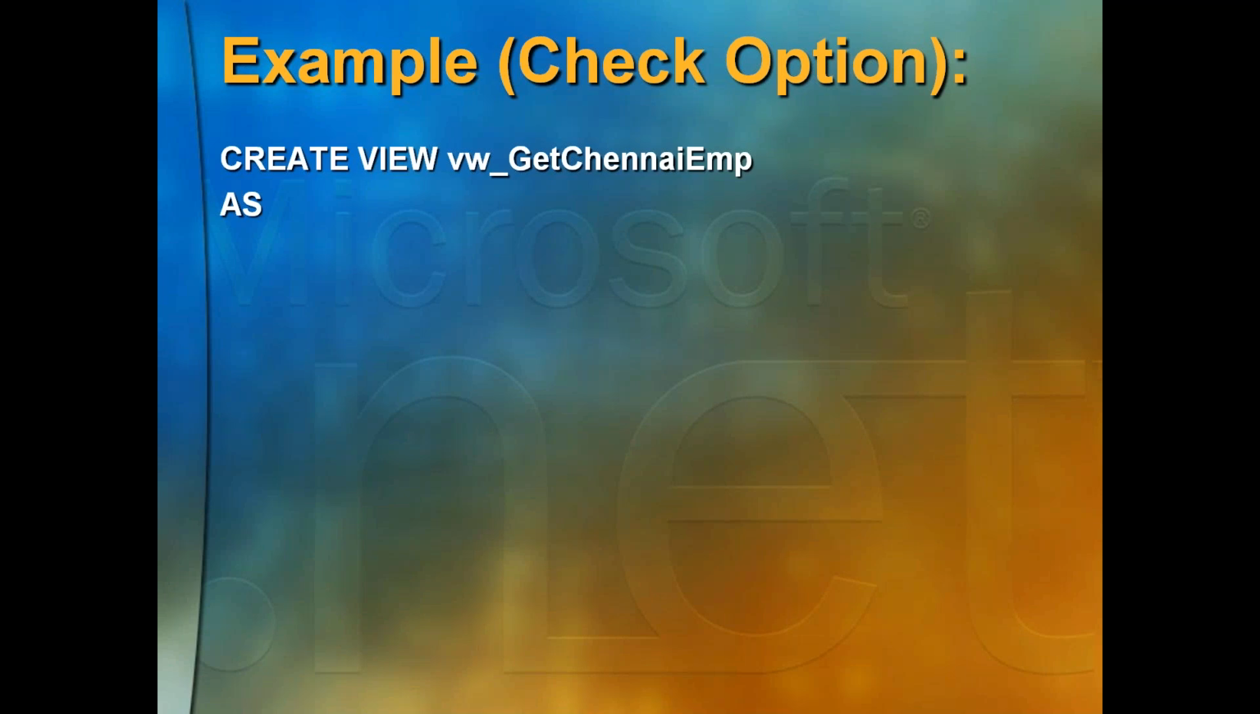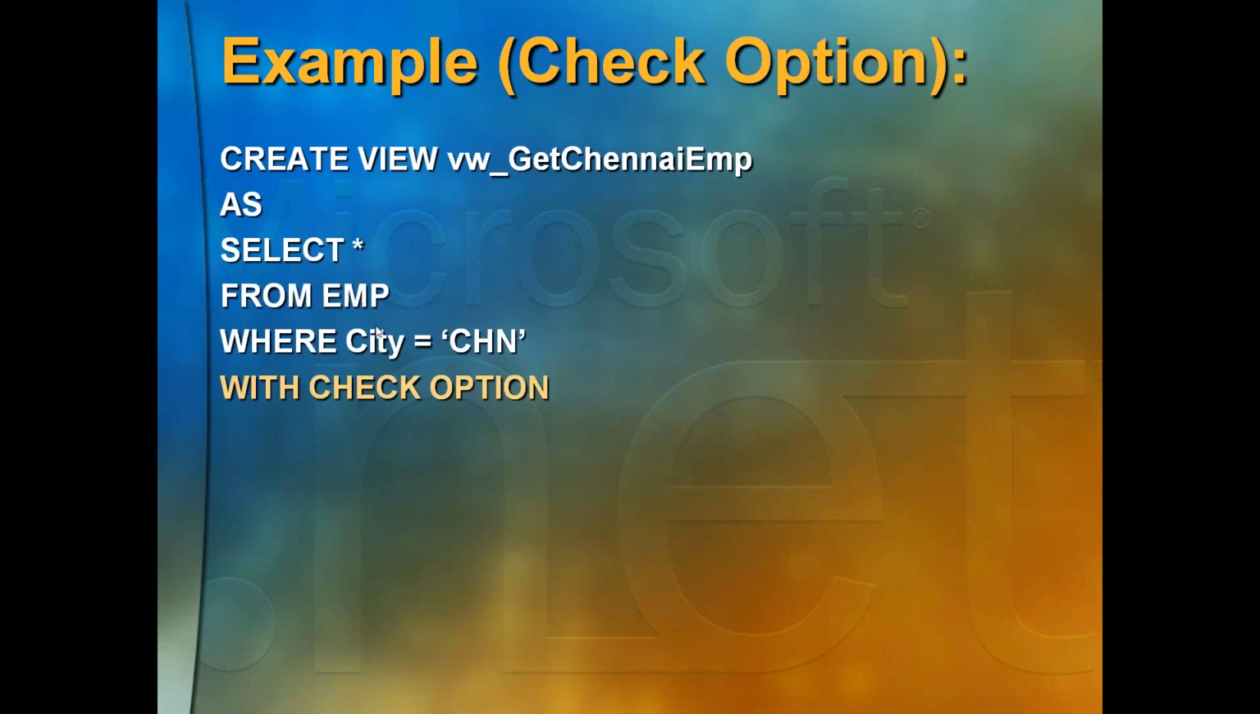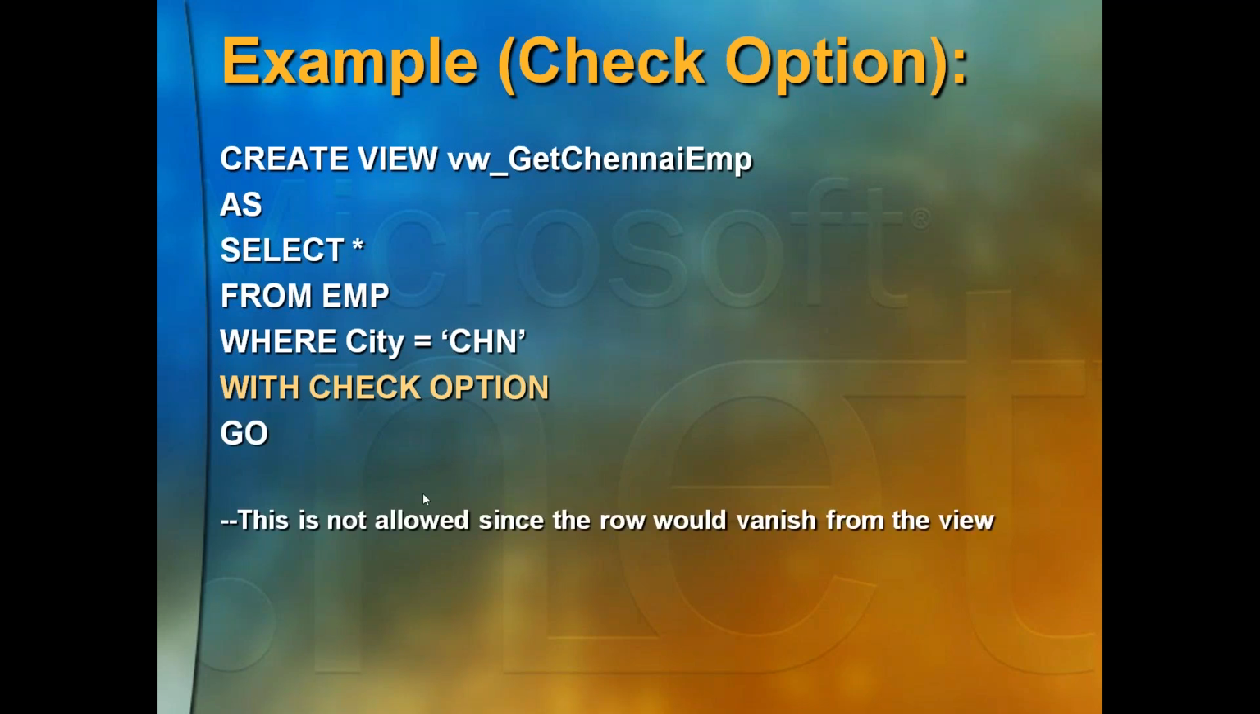Create a view to get Chennai employees or America employees. I'm writing a query like this with check option. Now, this is not allowed since the row would vanish.